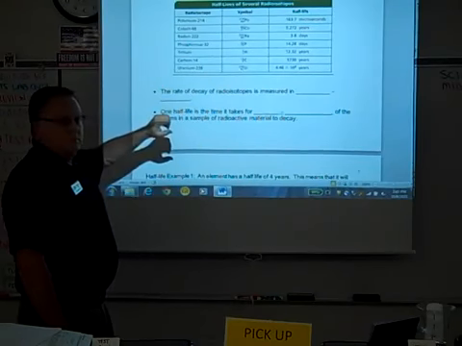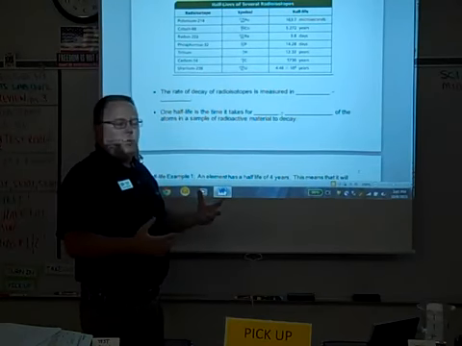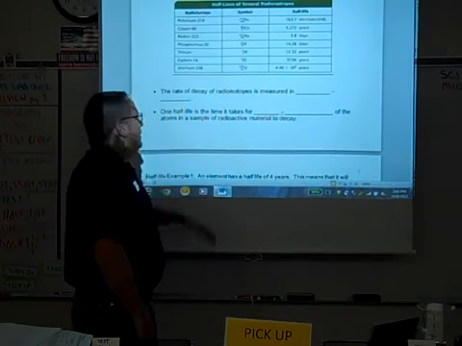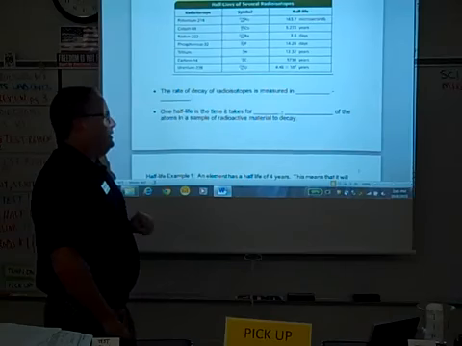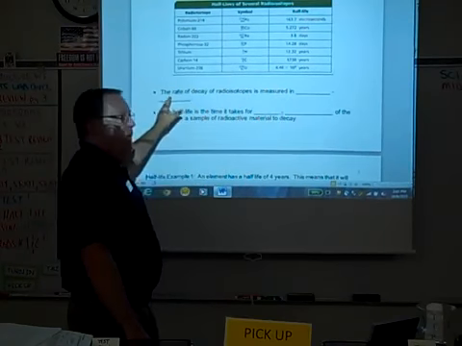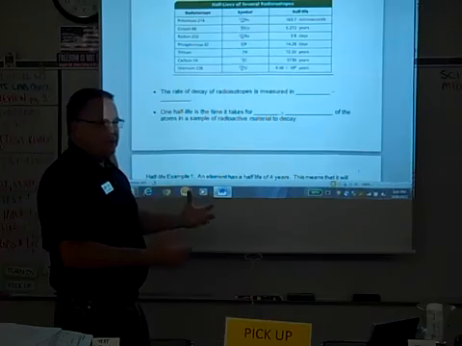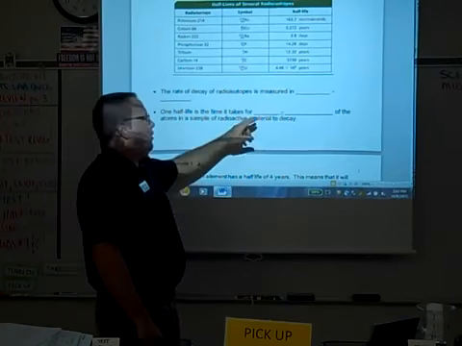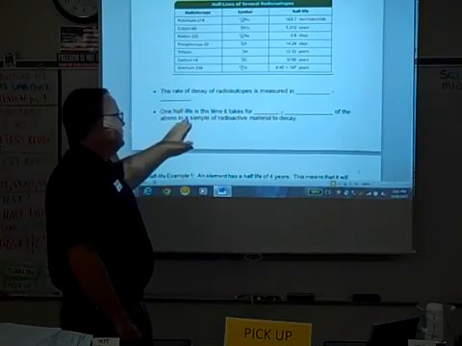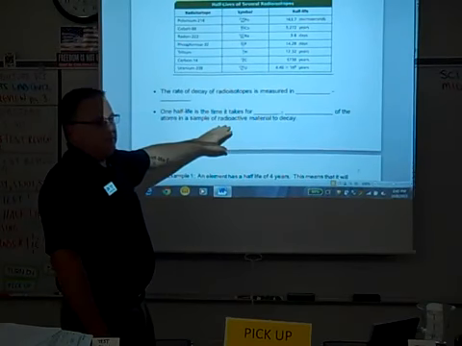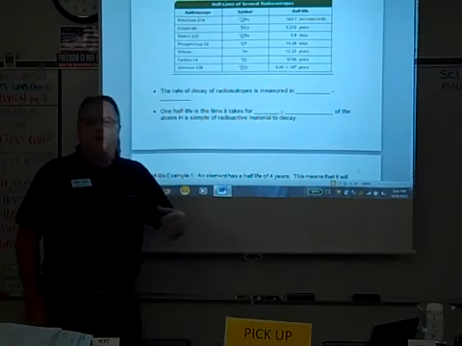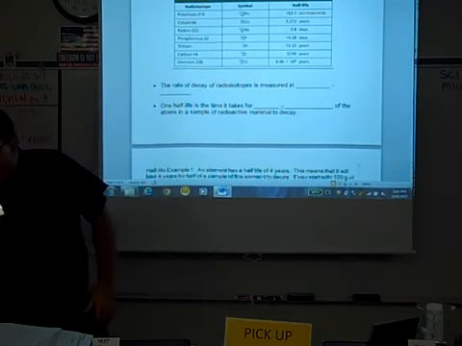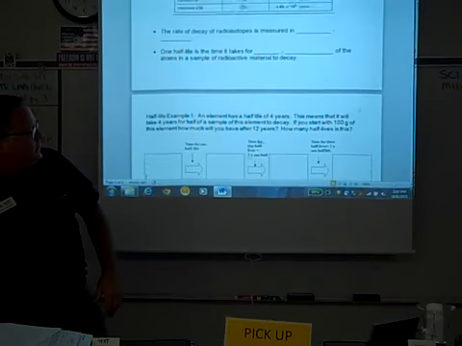The point being is that not all radioisotopes have the same half-life length. The rate of decay of a radioisotope is measured in half-lives. That's where we get the name half-life from. One half-life is the time that it takes for 1/2 of the atoms in a sample to radioactively decay. So that makes sense. A half-life is the amount of time that it takes for half of the original atoms in a sample to radioactively decay. So here's an example of how we would actually calculate this.